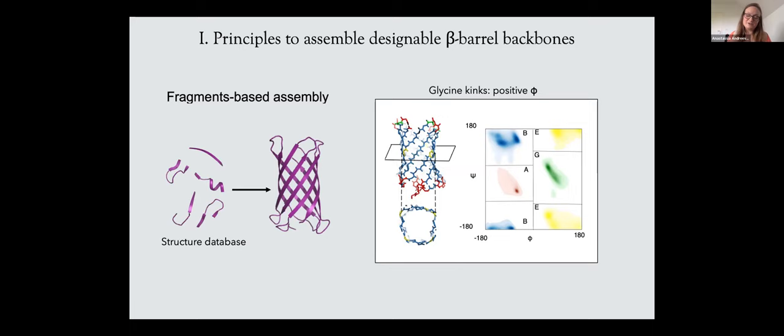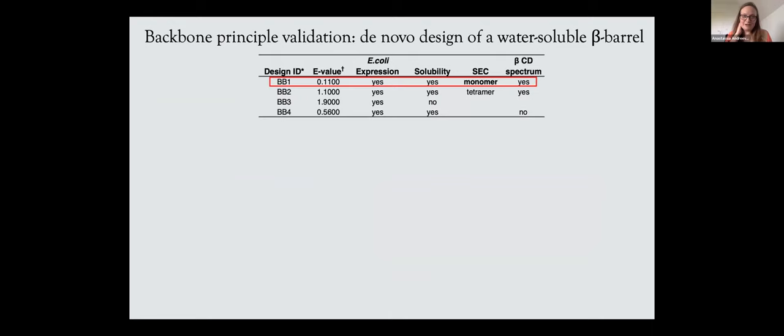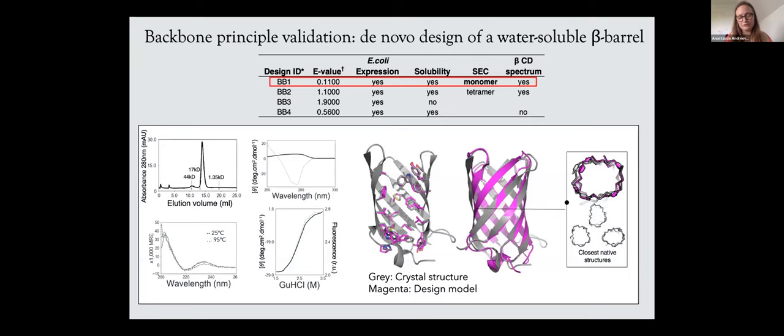So again, we use those backbones to design water-soluble beta barrels, and out of four designs, one of them appeared to properly fold, and we could solve the crystal structure of the design that was very similar to the expected design model. And what was even more exciting is that we could really see the shape of the cross section that was shaped by these glycine kinks was maintained in the structure. That was unique to the design and not observed in native proteins.